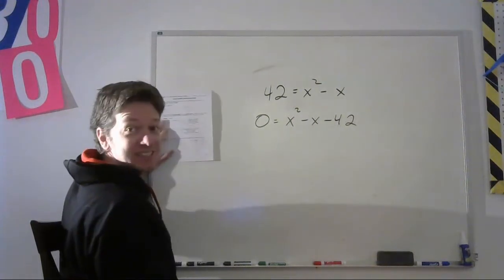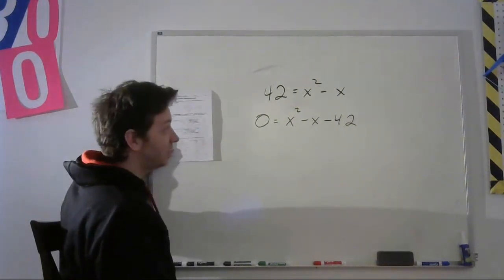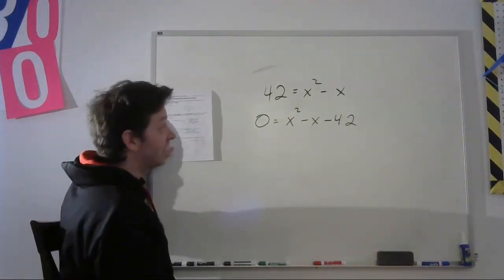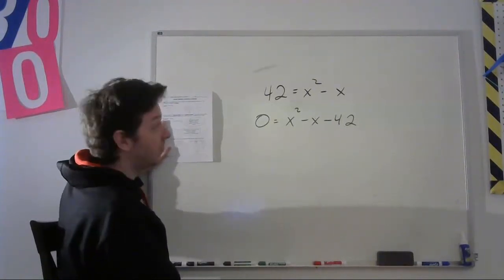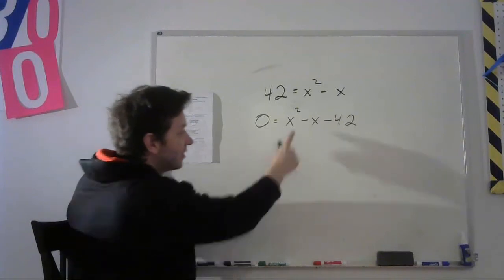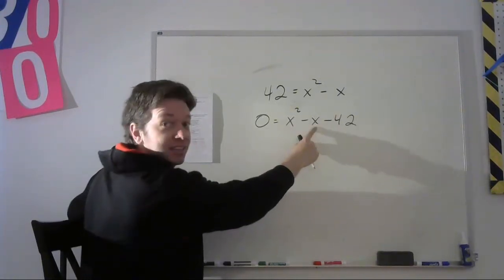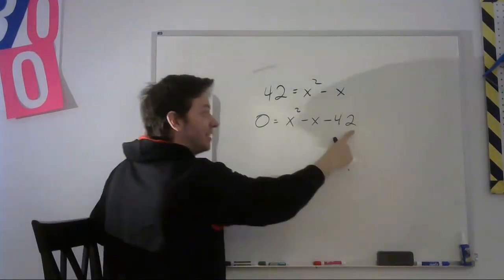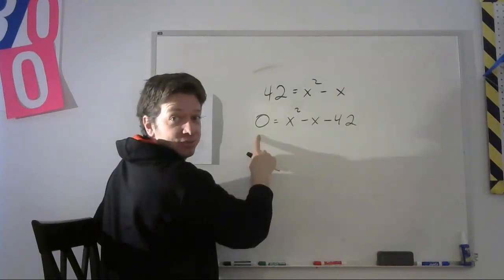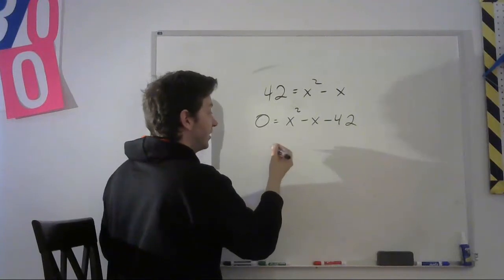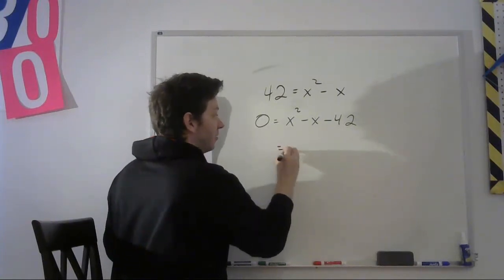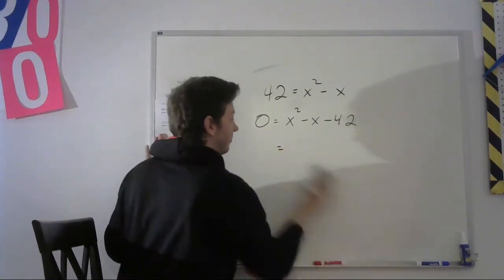Now to see if 7 is a root, I have two ways. I could just find what both roots are and see if 7 is one of them. Or I can substitute 7 into x and see if this side of the equation does become 0. If it does, it's a root. If it doesn't, it's not. So let's try that. So just going to look at this side.